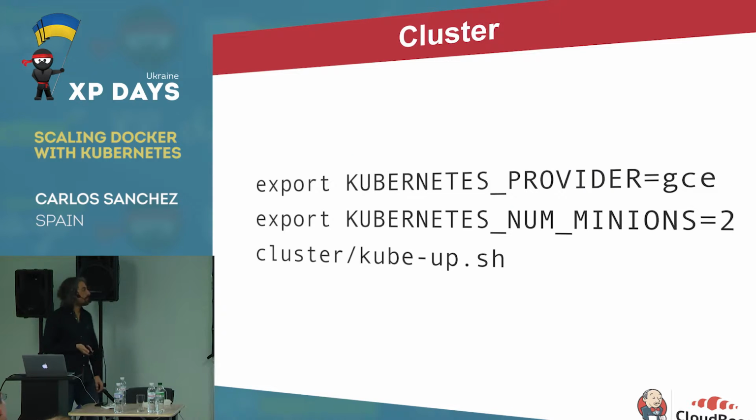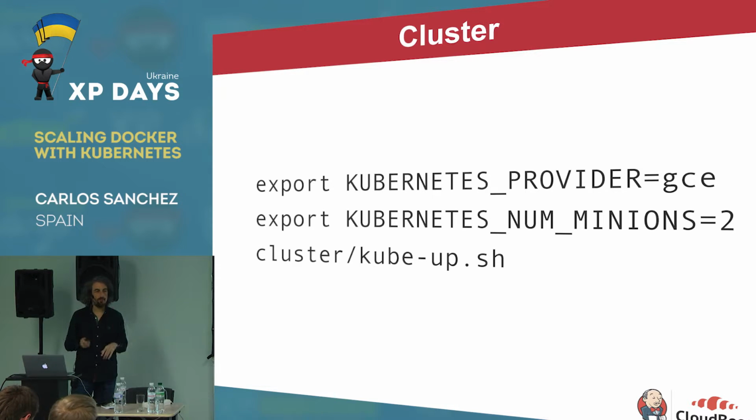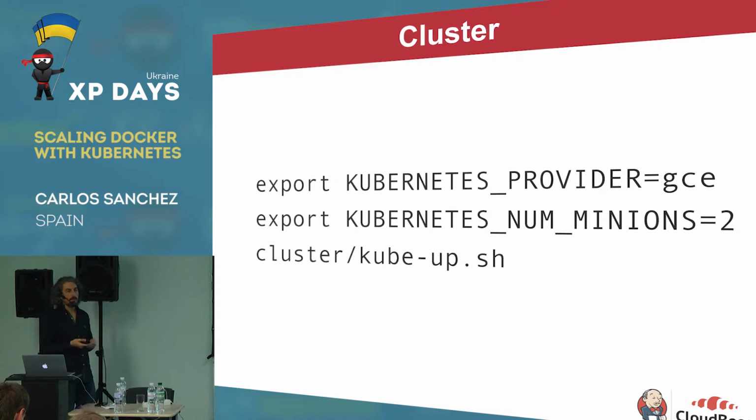And to create a cluster, once you download Kubernetes, you say what your provider is, GCE for Google Compute Engine. You say how many minions, or maybe now nodes, you want, two or three or whatever number, and you just run this kube-up script, and it will talk to the cloud provider and do the magic. You can also say Kubernetes provider Vagrant. That's the typical way to start: use Vagrant with virtual machines running on VirtualBox, and you can do the same thing and have a local cluster.